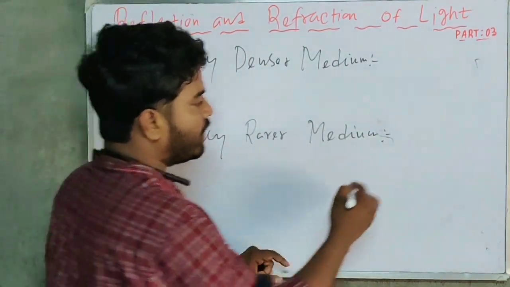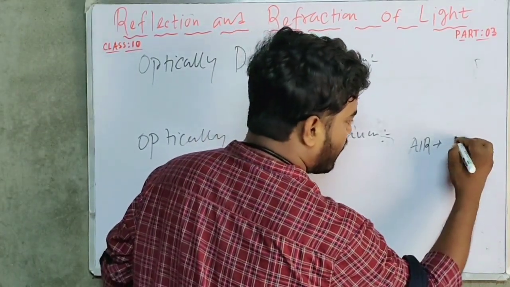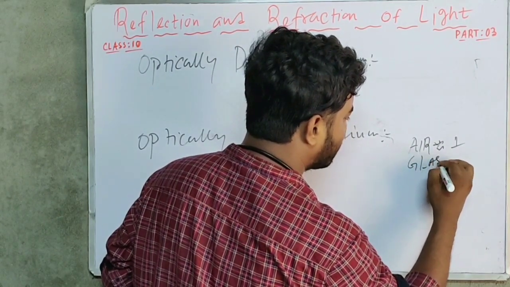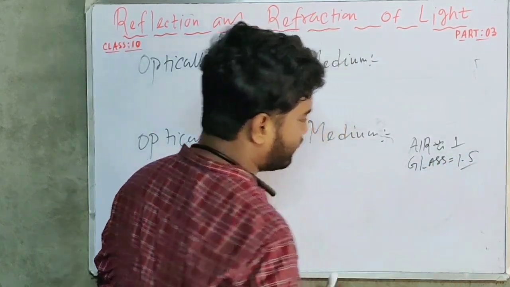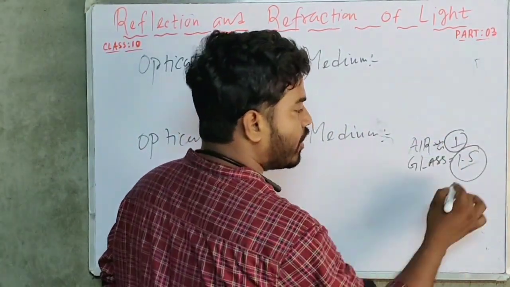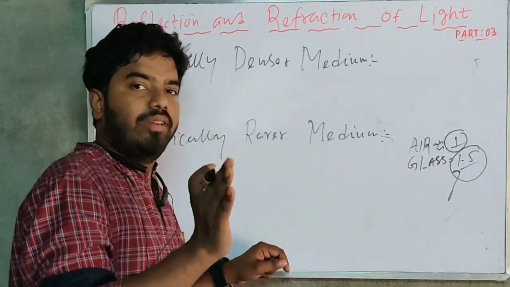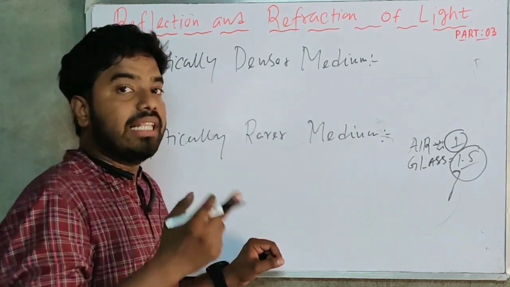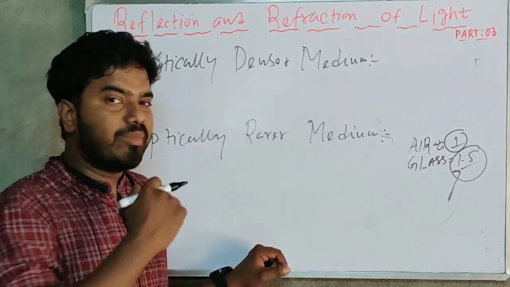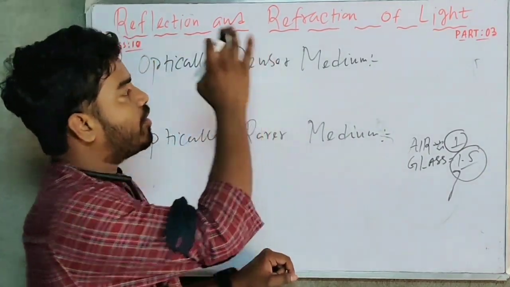Suppose the refractive index for air is around 1 and for glass it is 1.5. Just check. Here refractive index is 1, here 1.5. So which one is greater? Obviously glass. So among two media, the one which has more refractive index is called the denser medium, and the one which has less refractive index is called the rarer medium. Clear?